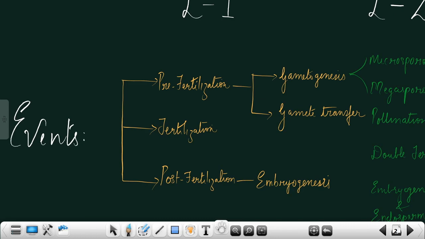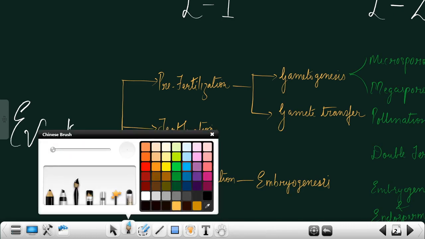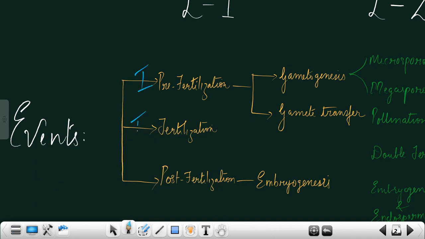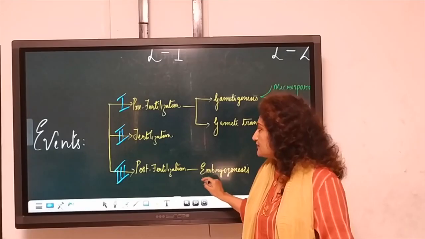What is given in yellow? The three events are pre-fertilization, the second event is fertilization, and the third event is post-fertilization.